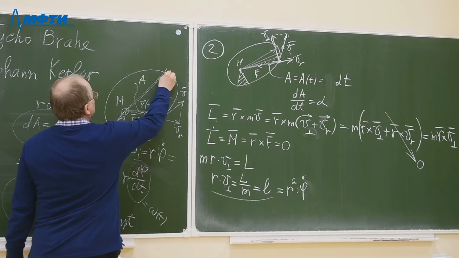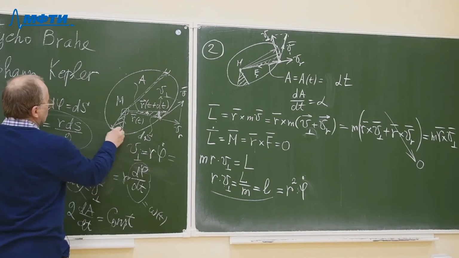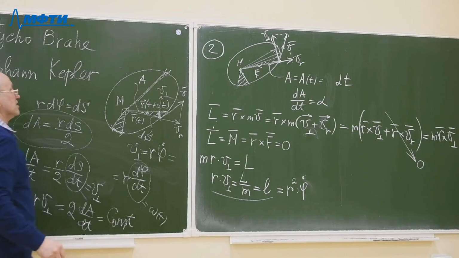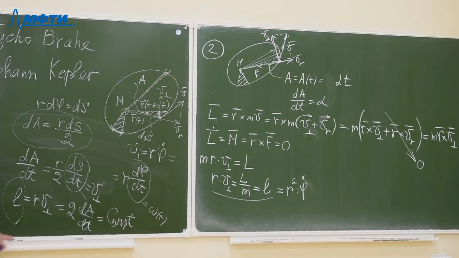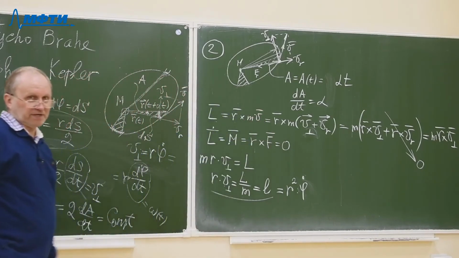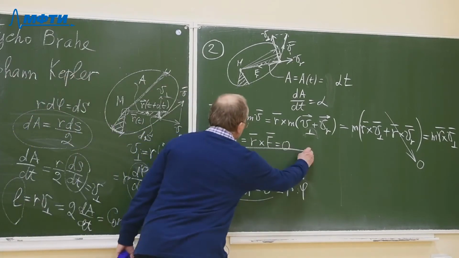Here the planet displacement during the hour will be small, and here the planet's displacement during an hour will be larger, but the area of this triangle and this small triangle will be the same because of the law of conservation of angular momentum, and we have proven it. So, such is the way to explain the second Kepler's law. The second Kepler's law can be derived from the law of conservation of angular momentum. That's it.